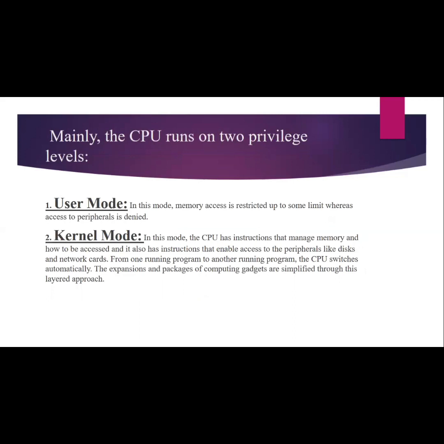After all kinds of abstraction, we will see how the CPU runs. Basically, the CPU runs on two privilege levels. The first one is user mode and the other one is kernel mode. In user mode, memory access is restricted up to some limit, whereas access to peripherals is denied.